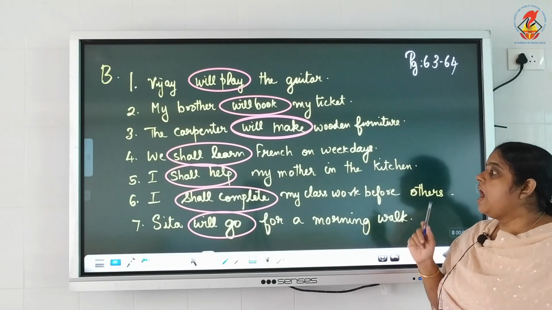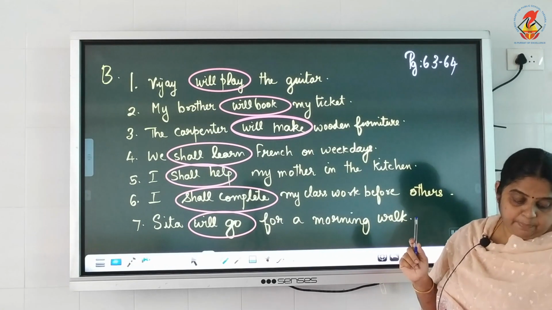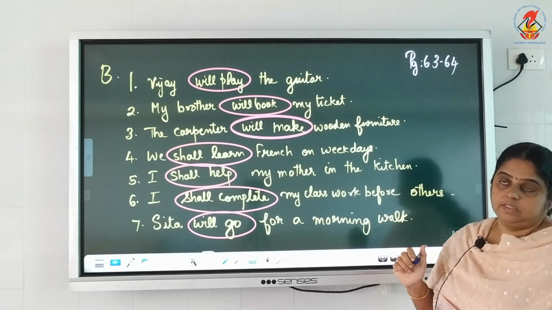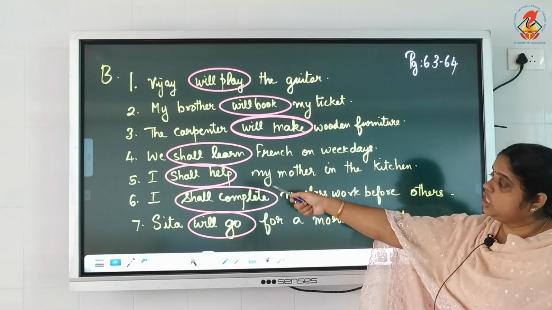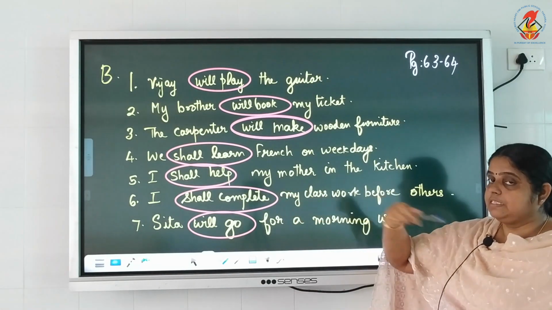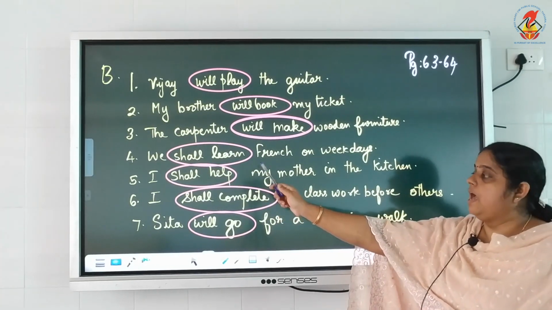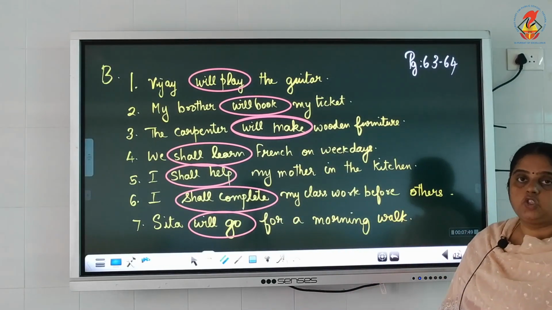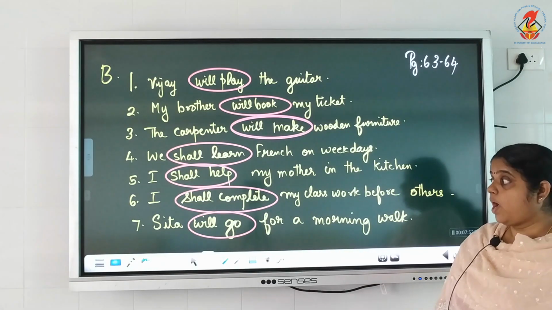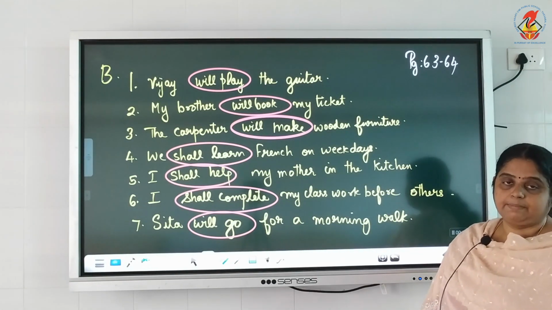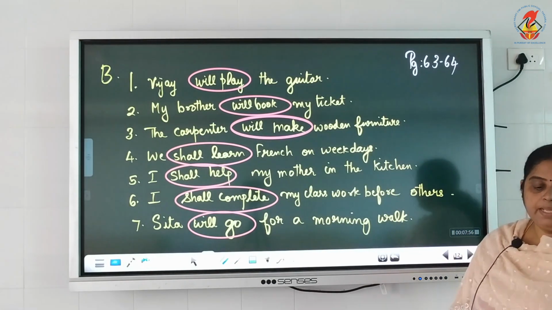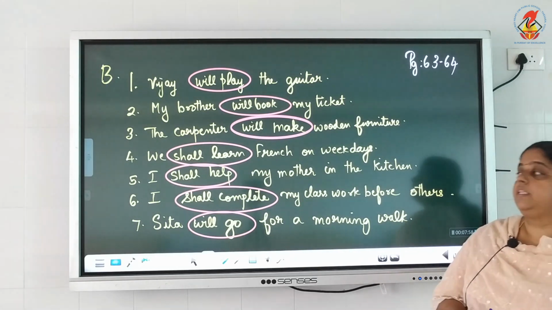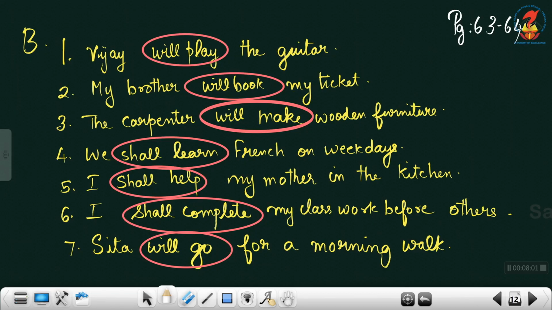Fifth one, I help my mother in the kitchen. That's given, you have to change it into future tense. Since the subject is I, we can use shall. I shall help my mother in the kitchen. Then the sixth one, again I is the subject. I complete my classwork before others. So, what will you do? I shall complete, shall plus verb, my classwork before others.